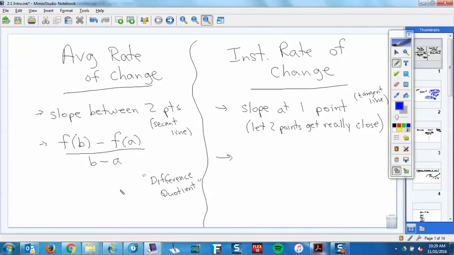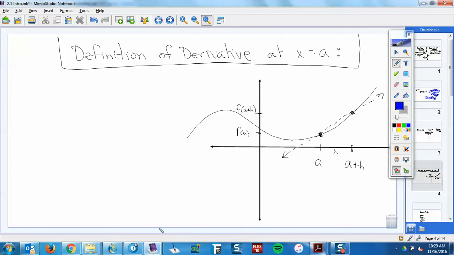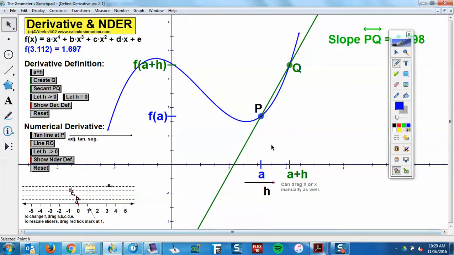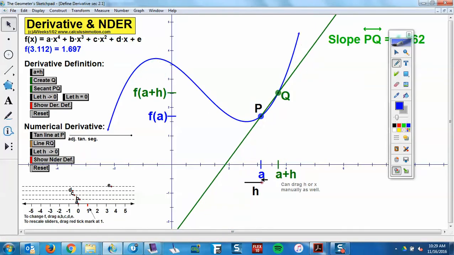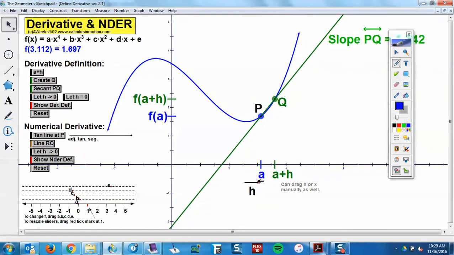0 divided by 0, right? That's not good, right? So that's why that line disappeared. I can't have the 2 points be the same. That's why we can't do slope at 1 point, right? Because the formula doesn't work.